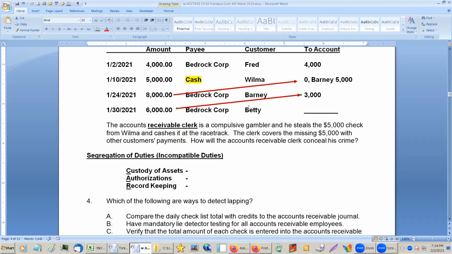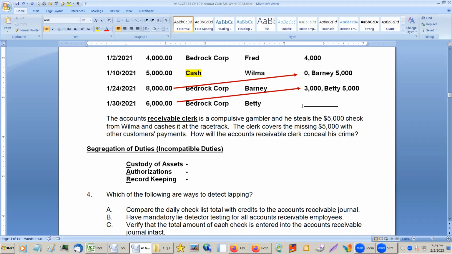And how much do we have to put in Barney's account to make Barney happy? 5,000. Yeah, so from Betty. We need 5,000 from Betty. Okay, so now we got Barney off her back. How much does Betty still have? Only 1,000. Yep. So now Betty's got 1,000.